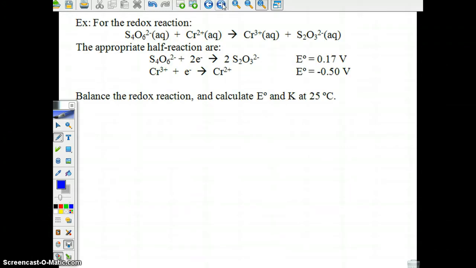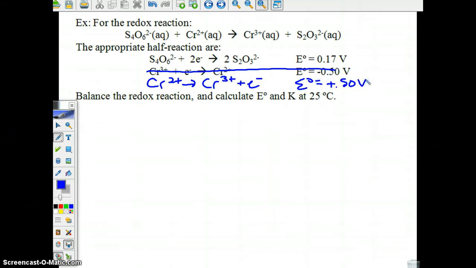I gave you an example problem to try. Before I do it for you, I'd like you to at least balance the reaction and calculate E, and then I'll kind of guide you on how to calculate K. All right, so hopefully you guys realize from the balanced equation that we need to flip this guy right here. So I'll just flip him over. And I'll flip that E value. And then I'm going to need to multiply the reaction through by 2 to get the electrons to balance.